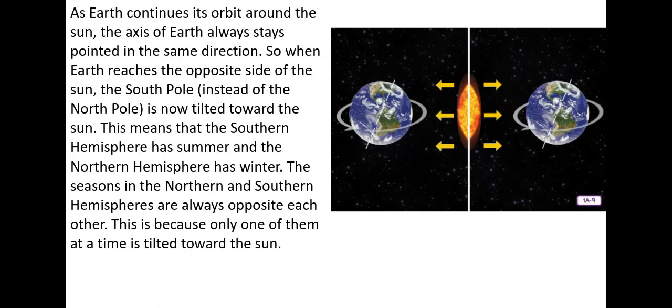As Earth continues its orbit around the sun, the axis of Earth always stays pointed in the same direction. So when Earth reaches the opposite side of the sun, the South Pole, instead of the North Pole, is now tilted toward the sun. This means that the Southern Hemisphere has summer and the Northern Hemisphere has winter. The seasons in the Northern and Southern Hemispheres are always opposite each other. This is because only one of them at a time is tilted towards the sun.